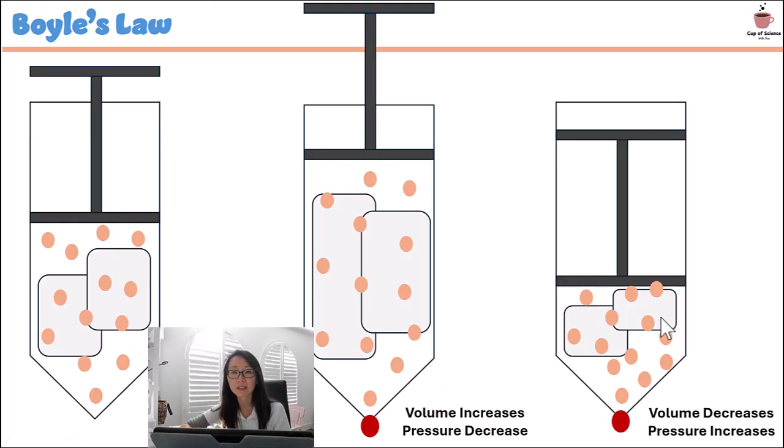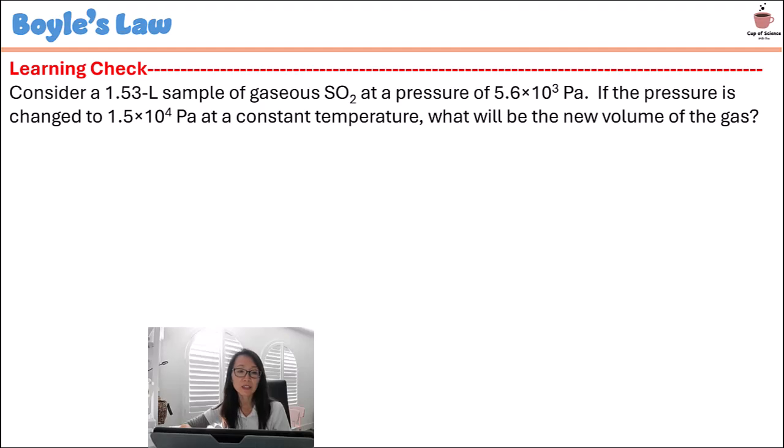Let's do some problems based on Boyle's law. Here it says, consider a 1.53 liter sample of gaseous SO2 at a pressure of 5.6 times 10 to the third Pascal.